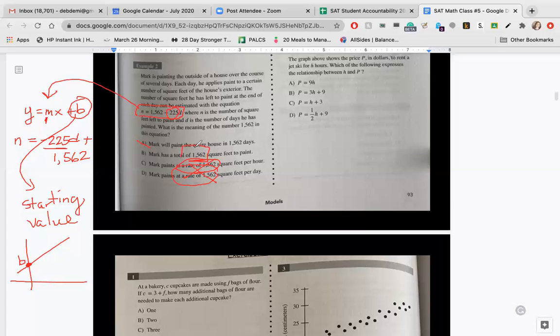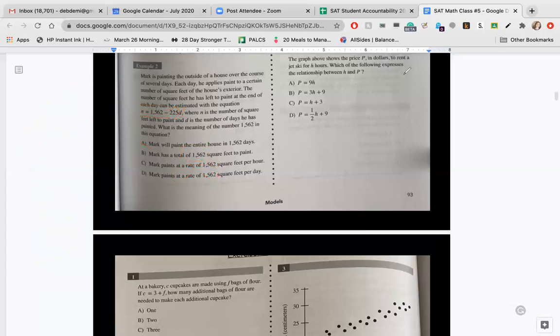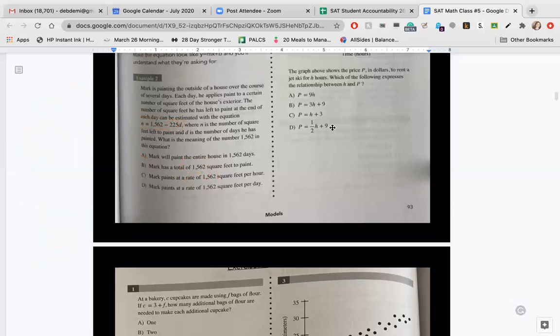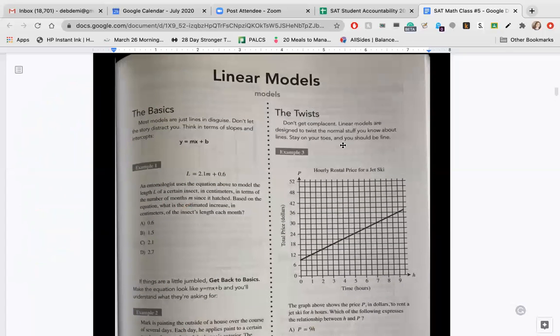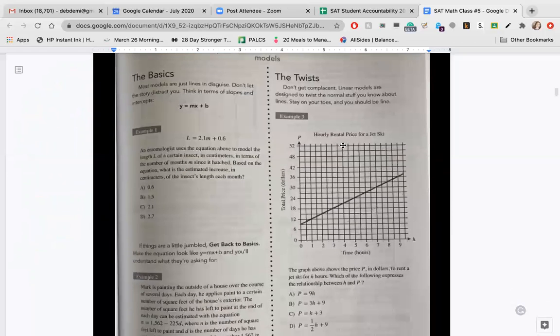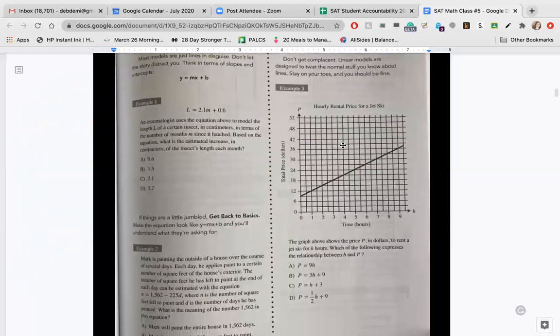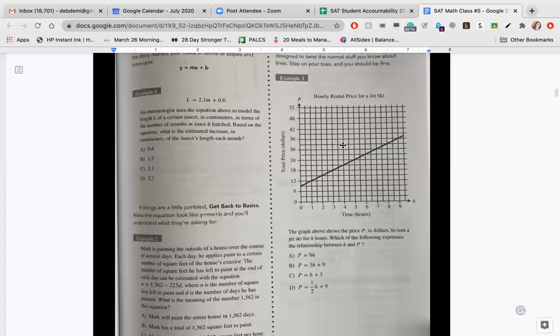Make sure you do the homework for this. You've got to have more practice than just these. We only have 3 examples for these. Okay, last one of these types. All right, there's a lot of material, as per usual. Okay, the next one. This one has a twist. Don't get complacent. Linear models are designed to twist the normal stuff you know about lines. Stay on your toes and you shall be fine.